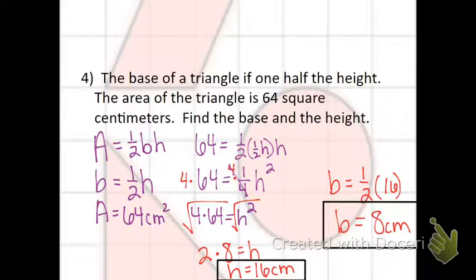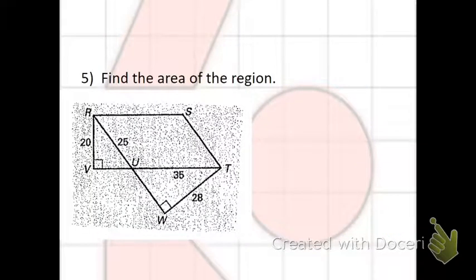All right, next one. Find the area of the region. So they mean this whole area bound by all of our letters. So just this whole thing. I'll highlight the entire thing so you understand. We're finding the area of this shape. Let's see, 1, 2, 3, 4, 5, 6 sides.